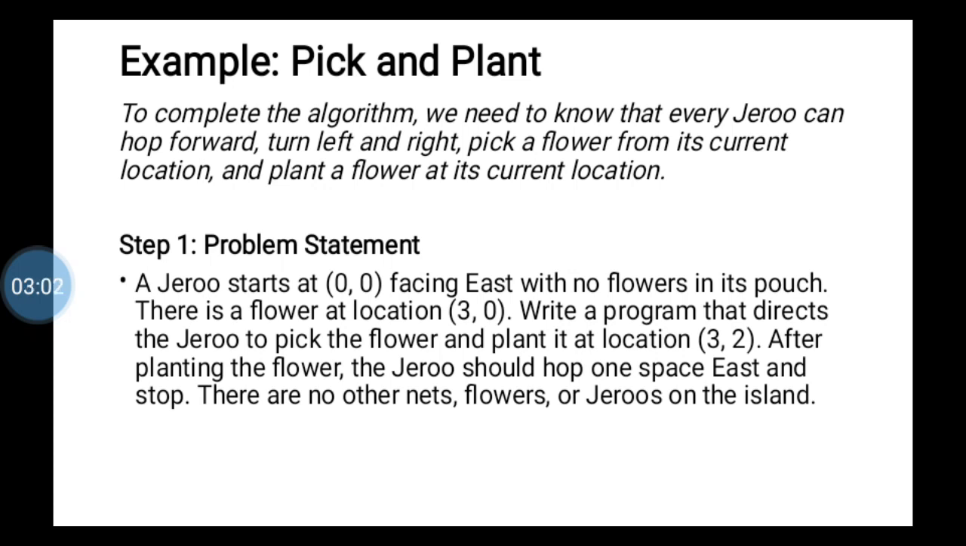Now this problem statement: a zero starts at 0,0 facing east with no flowers in its pouch. There is a flower at location 3,0. Write a program that directs the zero to pick the flower and plant it at location 3,2. After planting the flower, the zero should move one space east and stop. There are no nets, flowers, or zeros on the island. That would mean that there could be situations where we have nets, flowers, and other zeros on the island. But for this particular problem, there are no other nets, flowers, or zeros.